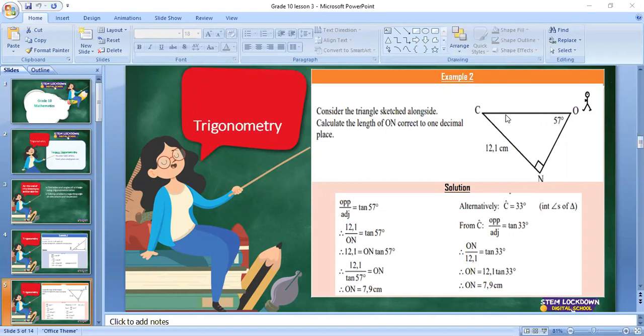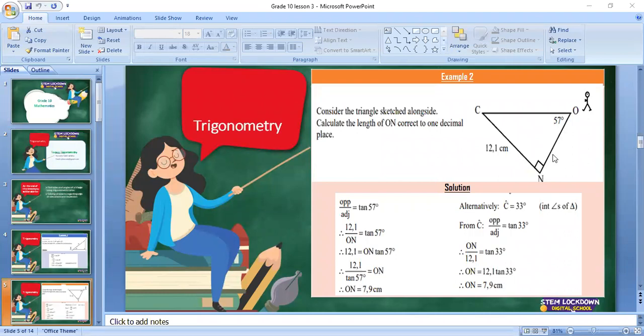90 plus 57 plus C must give you 180, isn't it? So our C then will be what? 90 plus 57 is 147. So to find your C, we do 180 minus 147, and that will be 33. So angle C will be 33. So you can use angle C to find ON as well.